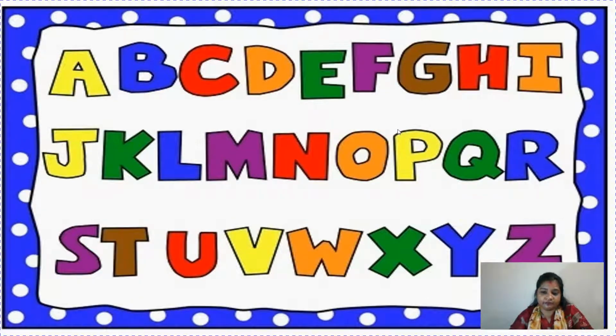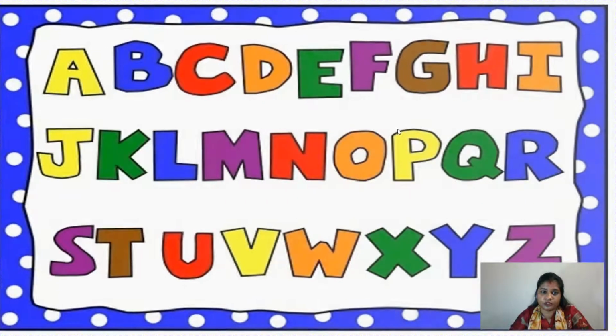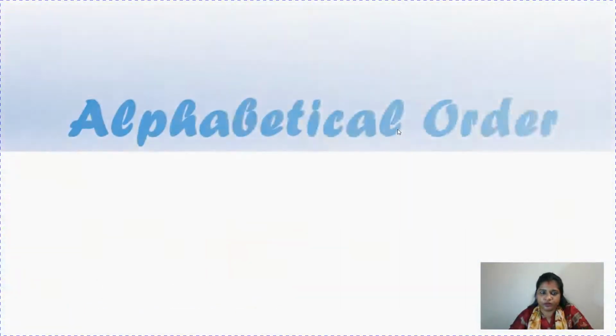See children, I have given you here A to Z. But don't worry, I am not going to teach you A to Z, okay? A, B, C, D, E, F, G, H, I, J, K, L, M, N, O, P, Q, R, S, T, U, V, W, X, Y, Z. I know you have learned a lot of this in class 1 and UKG also. So let's move.